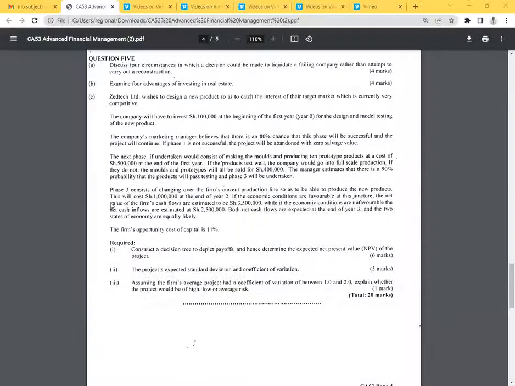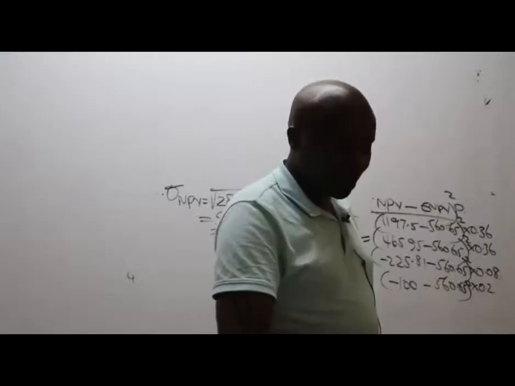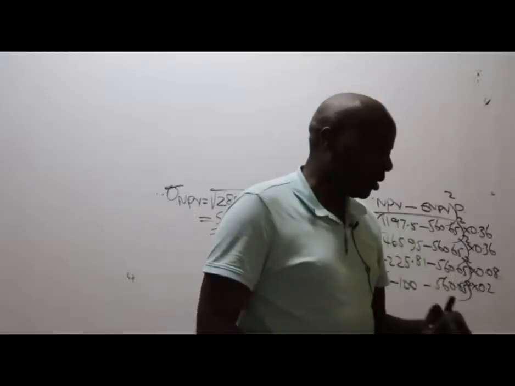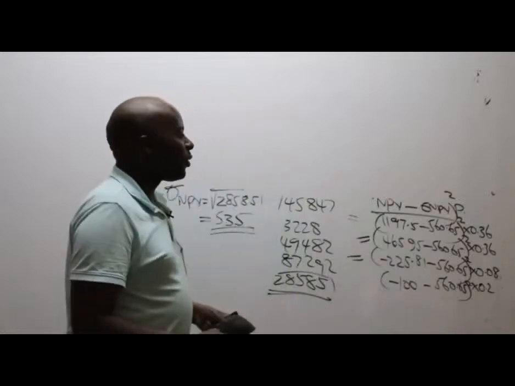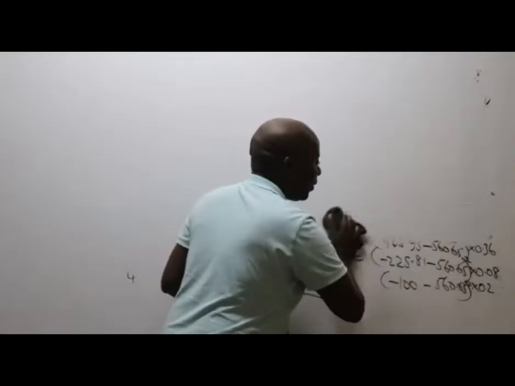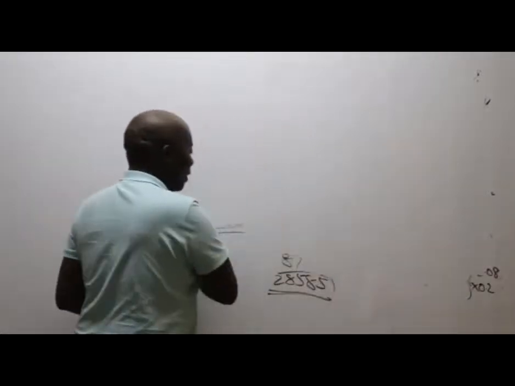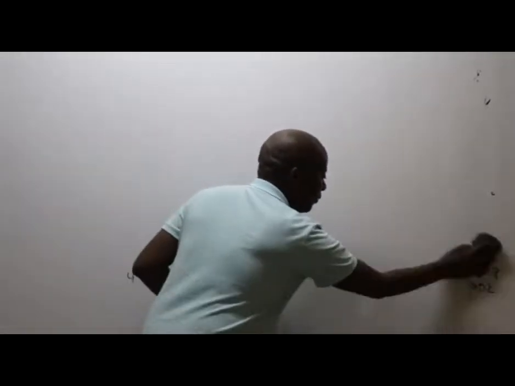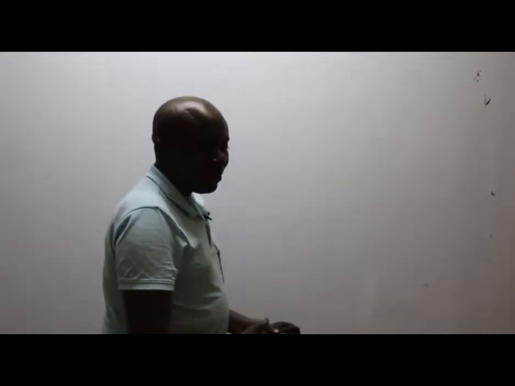Now, from there, ladies and gentlemen, I go to Roman 3. So still we have the coefficient of variation in Roman 2. Can somebody give me the formula of getting the coefficient of variation? Is there anybody who is able to remember the formula of CV? Coefficient of variation.